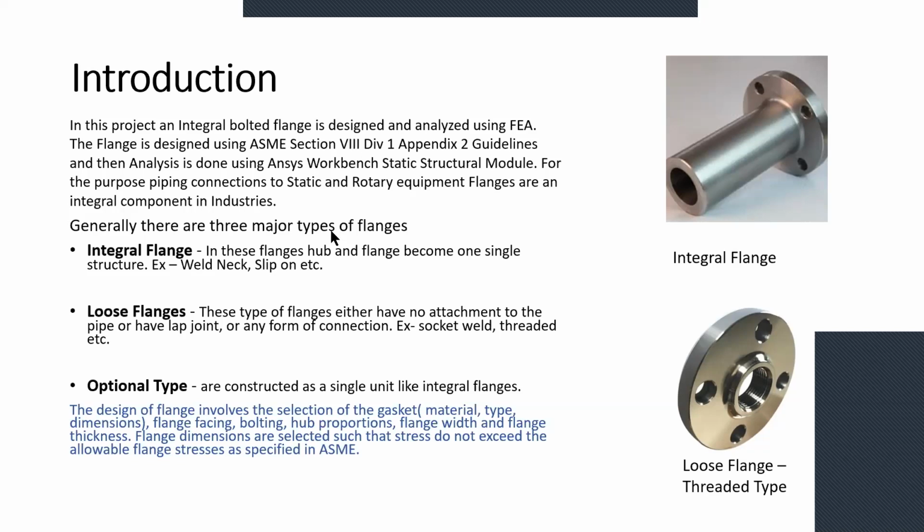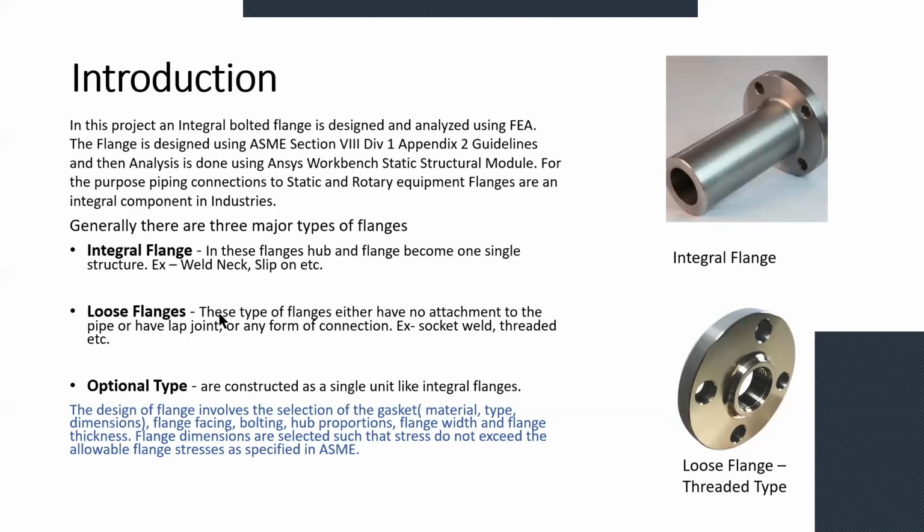So generally, flanges are of three types: the integral flanges, loose flanges, and optional flanges. So in the top right of my presentation, pardon me for my background noise, there is an integral flange. In the integral flanges, the pipe, which is called the neck, and the flange itself are one body, and they are integral. So they are either welded or they are threaded sometimes.